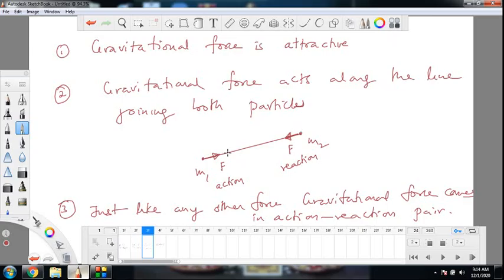The force exerted by m1 will not happen immediately on m2. It will take just the same time that light takes to reach m2. After that time, there will be a force on m2. How and why, we will see later in the concept called field. We have something called the gravitational field, where we will look into this particular point.